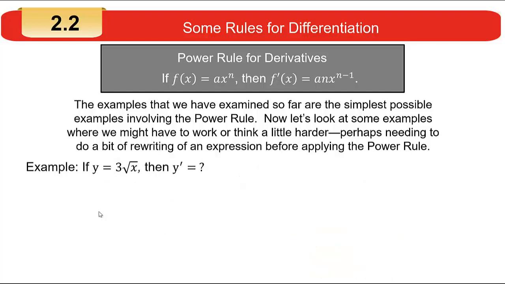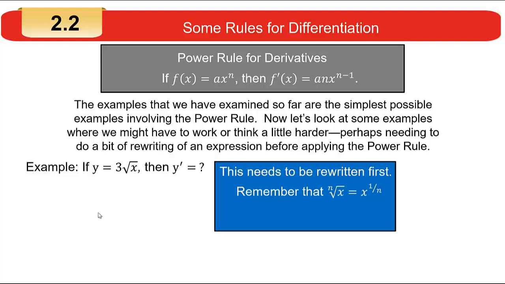Here's another. If y is equal to 3 times the square root of x, then y prime is what? Again, that doesn't look like the power rule, but if you remember that a square root is a 1/2 power, then you can rewrite it and realize that the square root of x is x to the 1/2. And once you do that, you now see that the power rule applies. So you multiply the 1/2 times the 3. And then you subtract 1 from the exponent. Well, what is 1/2 minus 1? 1/2 minus 1 is 1/2 minus 2/2, which is negative 1/2.